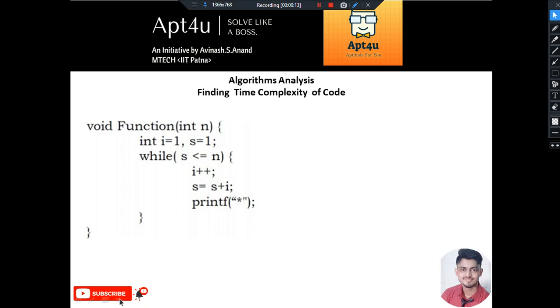So we will basically find the time complexity of code snippets. Several times we come across scenarios where we are given a code and that code has some for loops or while loops, basically loops. We will focus on loops in this particular video. Now, how do we find the time complexity of the code in that case?